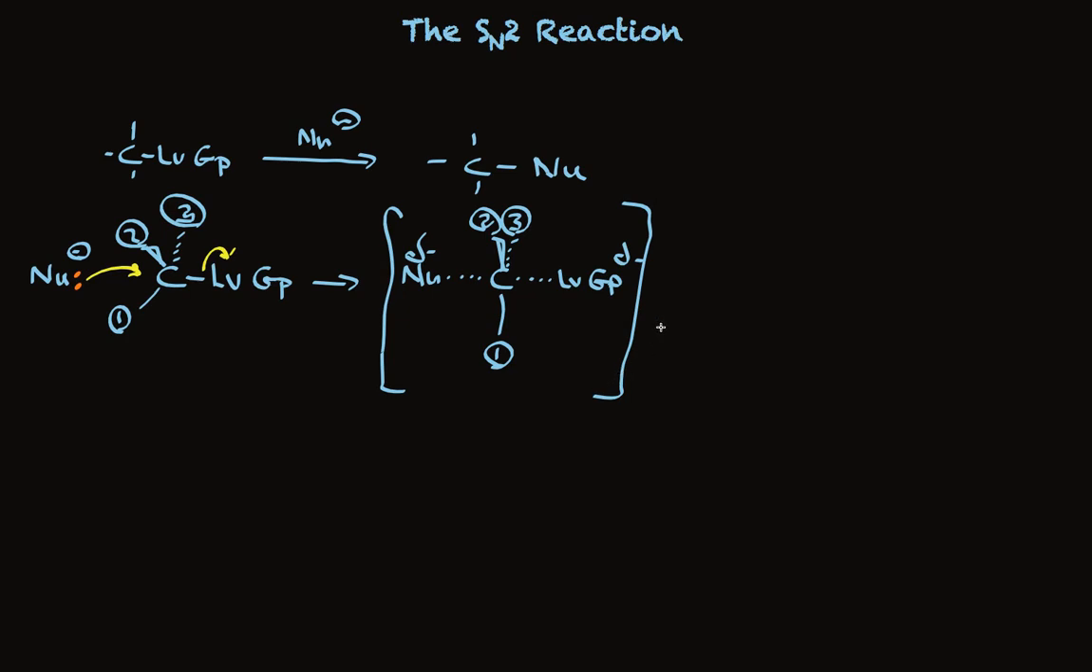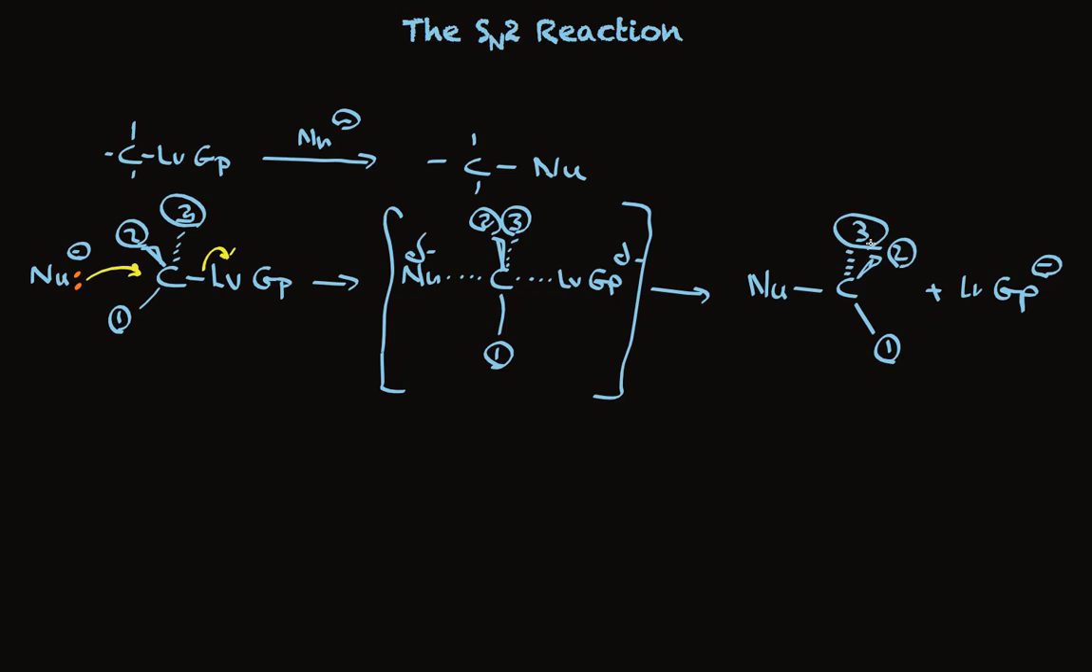As the reaction continues, this is a single step. We're just drawing what it looks like at the top of the energy diagram. As the reaction continues in a single step, that nucleophile has formed a bond with carbon. The leaving group has left, and the stereochemistry looks like this. So this is our reaction mechanism.